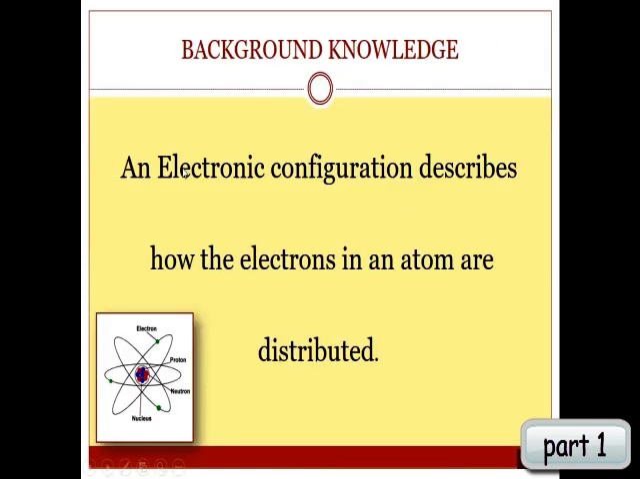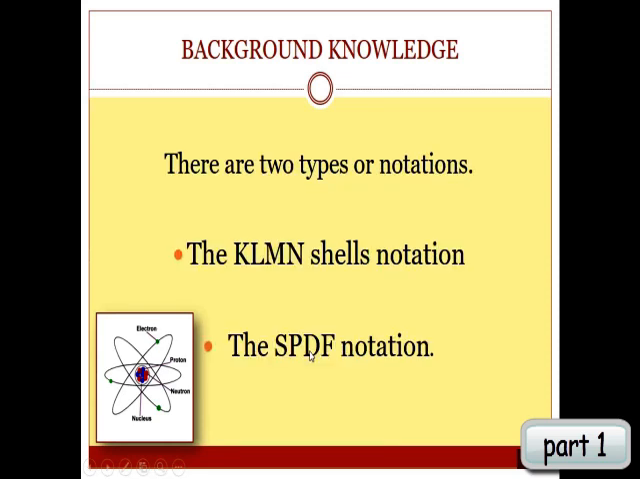All right. An electronic configuration describes how the electrons in an atom are distributed. So that is a little background. And know that there are two types of electronic configurations or notations: the KLMN shells notation and the SPDF notation.